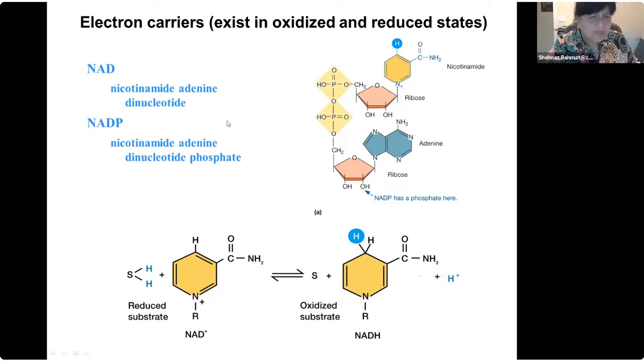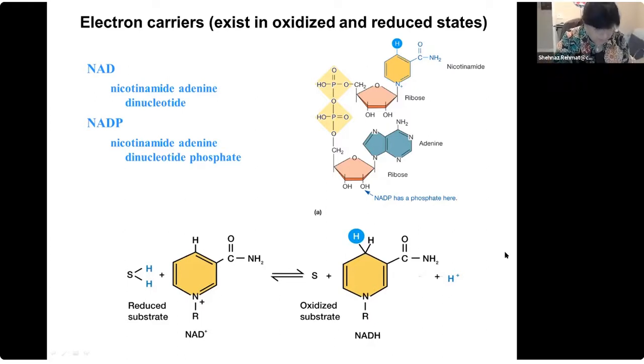So NAD, NADP are two electron carriers, and I should clarify here for you that these two very easily can exist in oxidized or reduced states. So when they carry the hydrogen, they can carry it, and then they will dump it back, come back and carry more. So the reduced and oxidized states are very common in NAD and NADP.